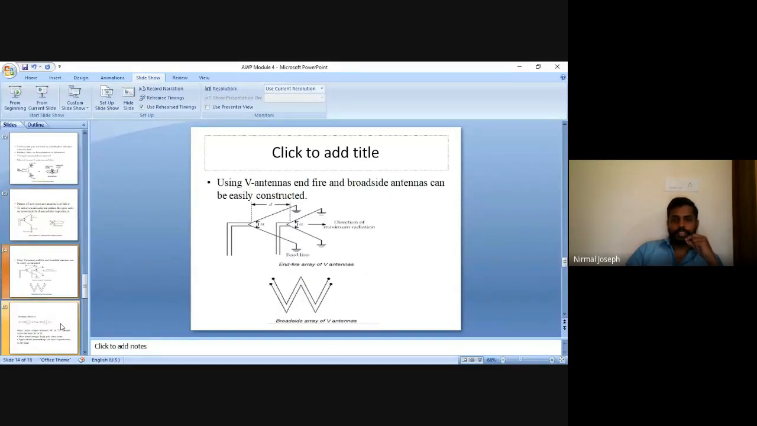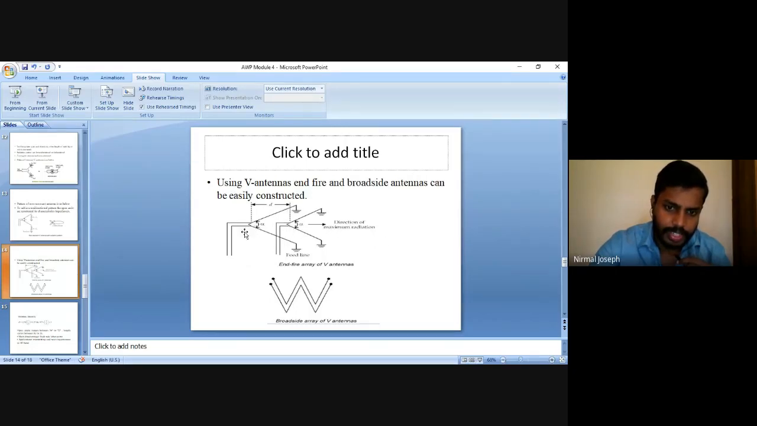Next, using the V antenna, end fire and broadside antennas can be easily constructed. Now we are going to use this V antenna to construct end fire and broadside antennas. What is an end fire antenna? It should fire towards the ends. Firing direction should be towards the ends. In this figure, you can see the direction of maximum radiation, or firing direction, will be towards this direction.